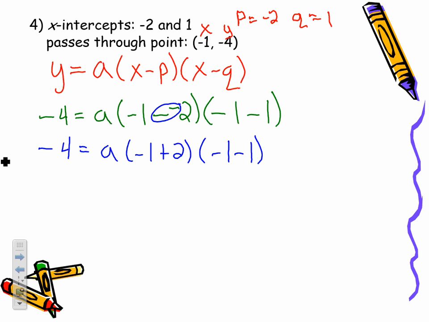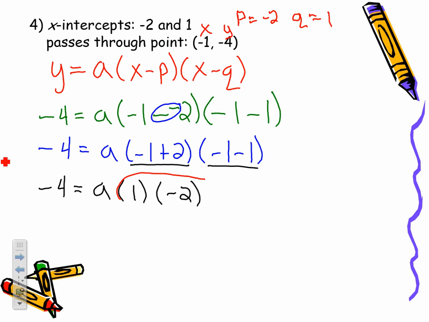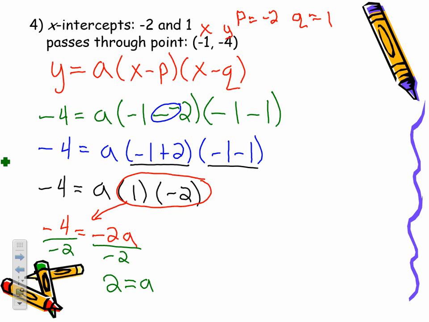Keep simplifying. I'm going to simplify what's inside my parentheses now. So I have negative 4 equals a times 1 times negative 2. And I like to write this first. I'm going to put it in front of my a, so negative 4 equals 1 times negative 2 is negative 2a. Divide both sides by negative 2. Negative 4 divided by negative 2 is 2, so 2 equals a.